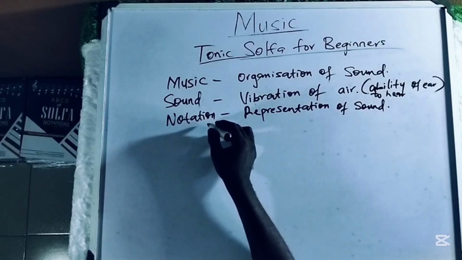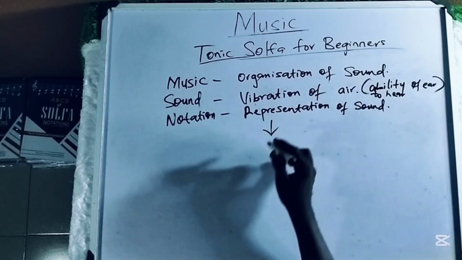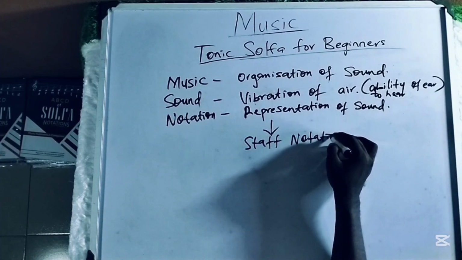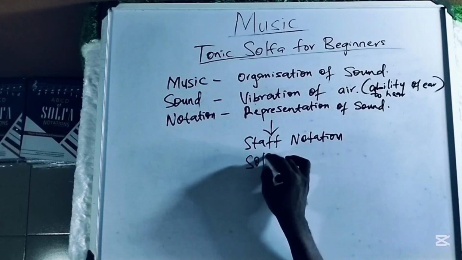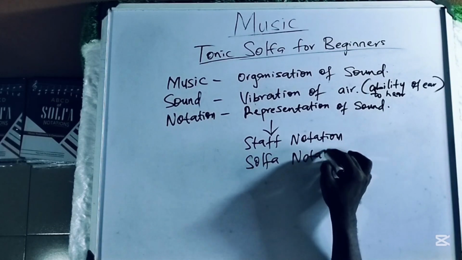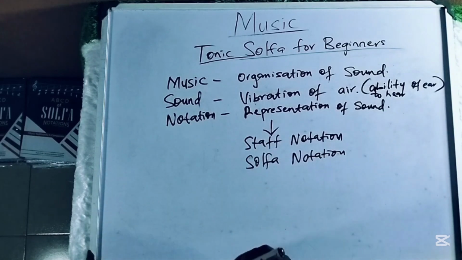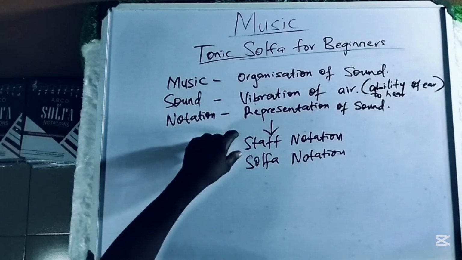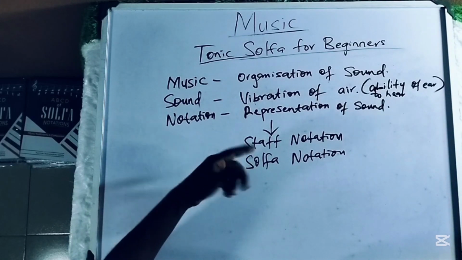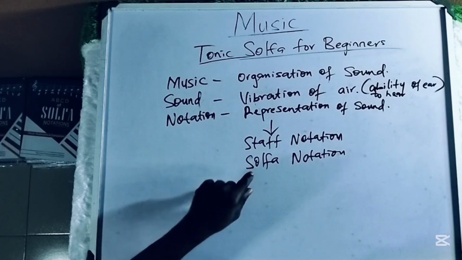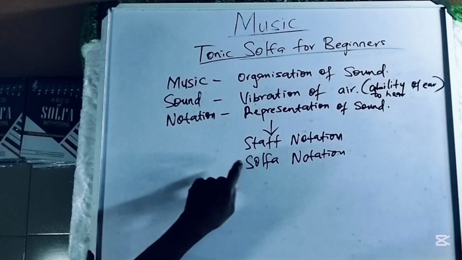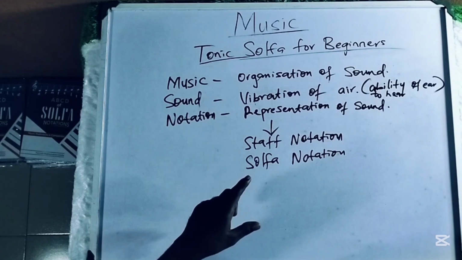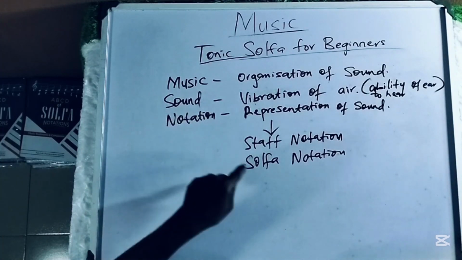In notation, we have types of notation. In representing sound, we have staff notation and Solfa notation. Staff notation deals with representation of sound, but more of signs and symbols. We have a small alphabet in there, but Solfa notation deals with more of alphabets. The two of them have the same thing in common: they represent sound.